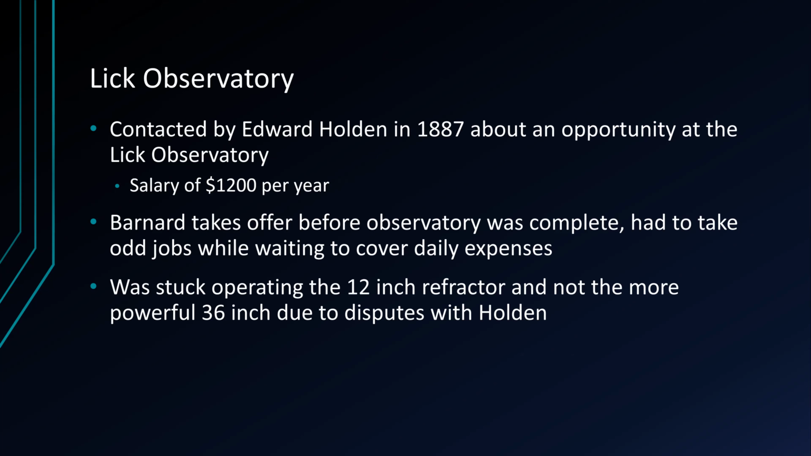But once the observatory was finished, he thought, hey, I'm going to get to use some really cool equipment. But he kind of got into several spats with Ed Holden very early on. And Holden was kind of spiteful and kept Barnard from using the more powerful 36-inch telescope that was built in the observatory. He was basically forced to use the 12-inch for a lot of his early work here. This would last for, I think, 3 or 4 years before he finally got on the 36-inch. But it didn't stop him.